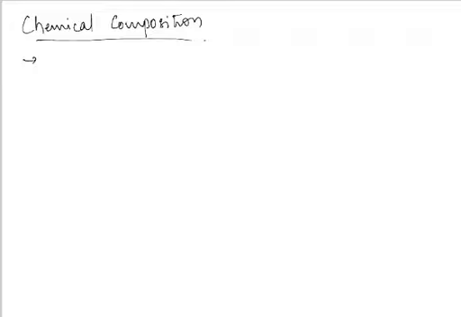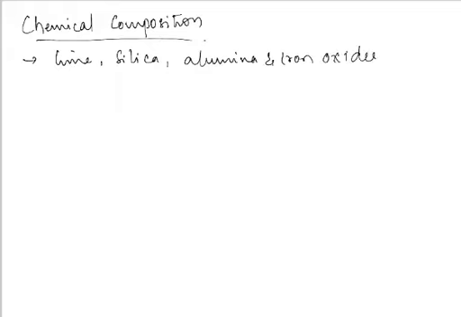Now let us try to understand the chemical composition of the cement obtained. The raw materials which we are using mainly consist of lime, silica, alumina and iron oxide. At that high temperature these oxides interact with one another in the kiln to form more complex compounds.